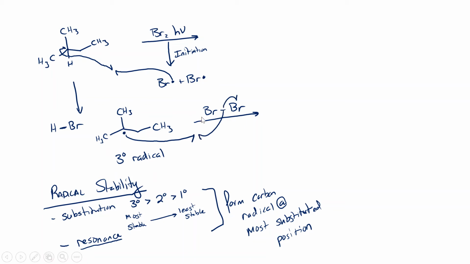And again, we're breaking this bromine-bromine bond. One of those electrons is going to react with this carbon, and so this carbon and this bromine are going to end up connected to each other. So we get our product, over here, where this bromine ends up here.